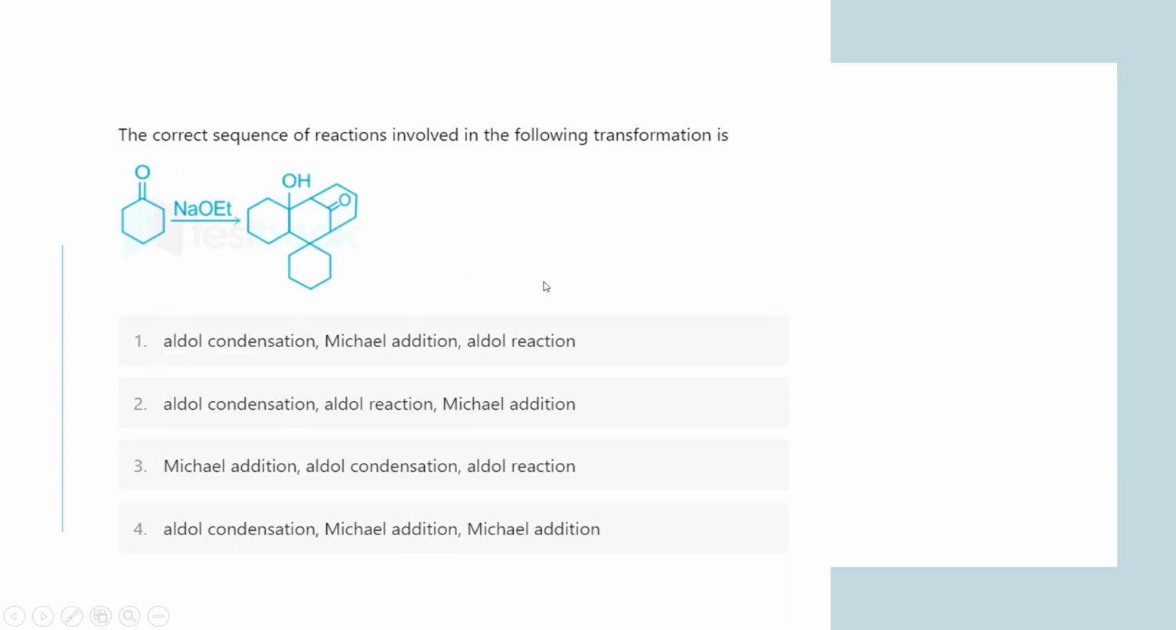The correct sequence of reactions involved in the following transformation is... Cyclohexanone is given, and we are treating only this molecule in presence of sodium ethoxide base. So whatever condensation reactions it is going to undergo are going to be self condensation reactions. This molecule is undergoing condensation reaction with itself only. Only one substrate we are taking in the reaction.